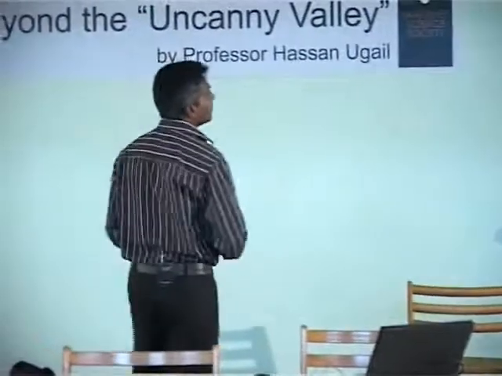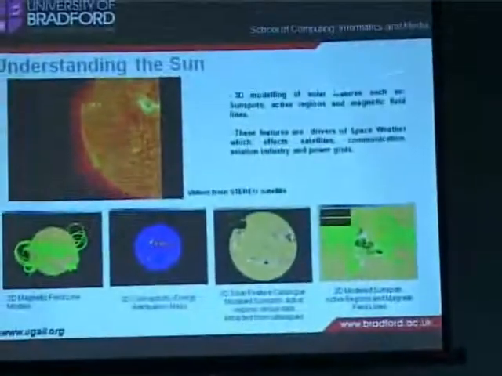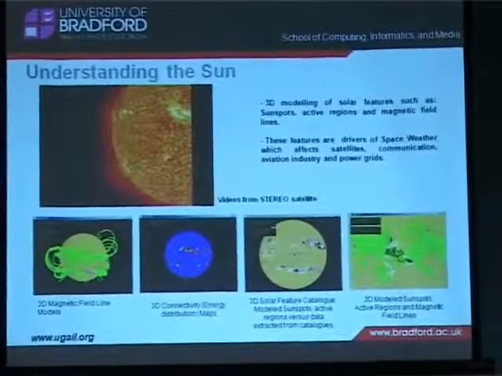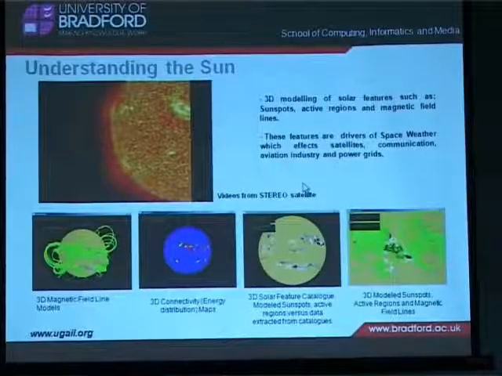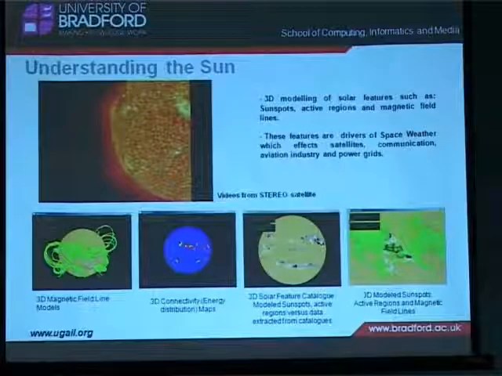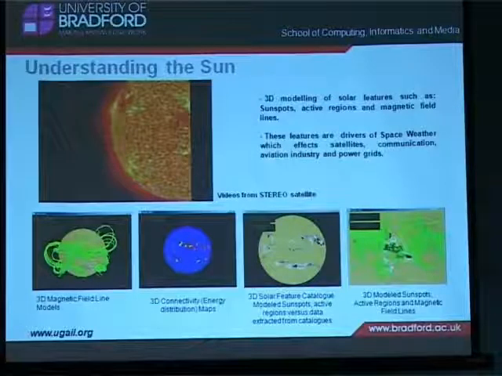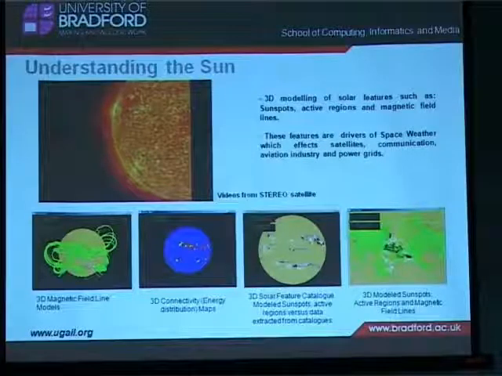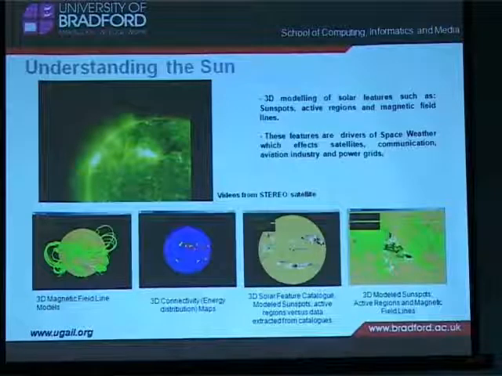This is another project we are currently working on. We are looking at the sun. So we're trying to actually understand the sun in terms of space weather. We are looking at 3D modeling of solar features, things like sunspots, active regions, and magnetic field lines. Let me just show you this video, which probably will show you some of the activities of the sun. So this is the sun captured from a stereo satellite. We have two satellites, and using those two satellites, you can actually track these features of the sun. So you can see some of the active regions. This is the magnetic field lines and things like that.